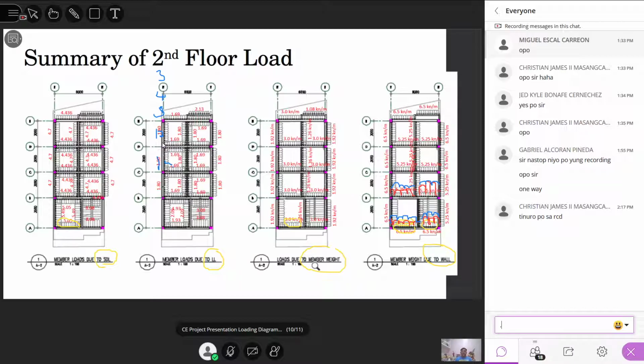Okay? You can draw the loading diagram. You can draw the equivalent load. And then you can calculate the equivalent uniform load for each member. And then you can compute for the self weight of the member by simply first assuming the initial section. And then you can calculate for the loads due to wall. Okay? Kung marami pa kayong trabaho, okay lang.